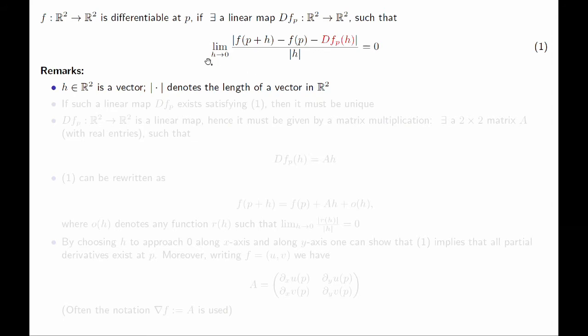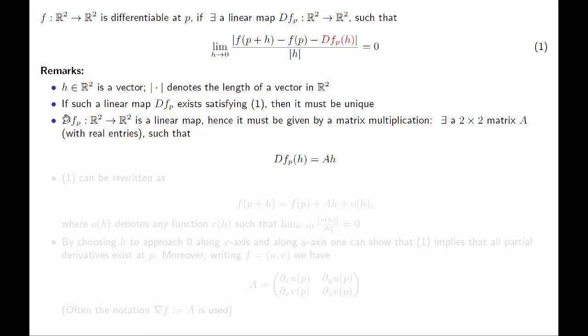Second, one can show that if such a linear map df of P exists satisfying this property, then it must be unique. In other words, this property can be used to define the derivative of a function, and it is well defined. Next, df of P is a linear map that takes R2 to itself. Hence, it must be given by a matrix multiplication. So there exists a 2x2 matrix A with real valued entries, such that df of P of h is equal to A times h, and this is a matrix multiplication. A is a 2x2 matrix, h is a two-dimensional vector.